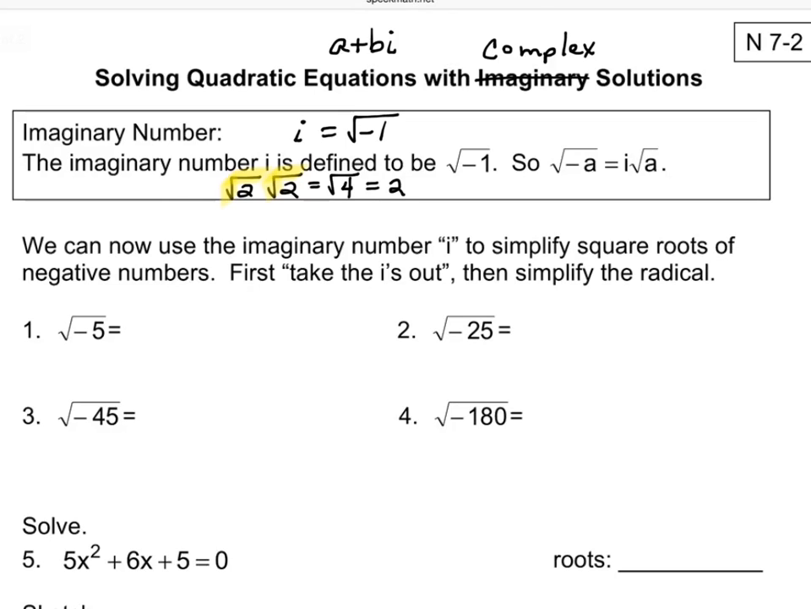So in other words, if I have i squared, then this is the square root of 2. That's the square root of 2 squared equals 2. If I wanted to write it another way, if I have i squared, that's the same as the square root of -1 squared, and that actually has a value of -1.